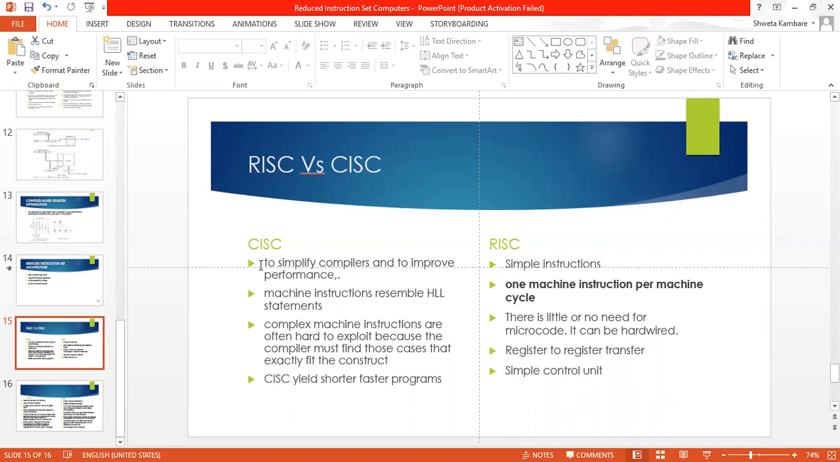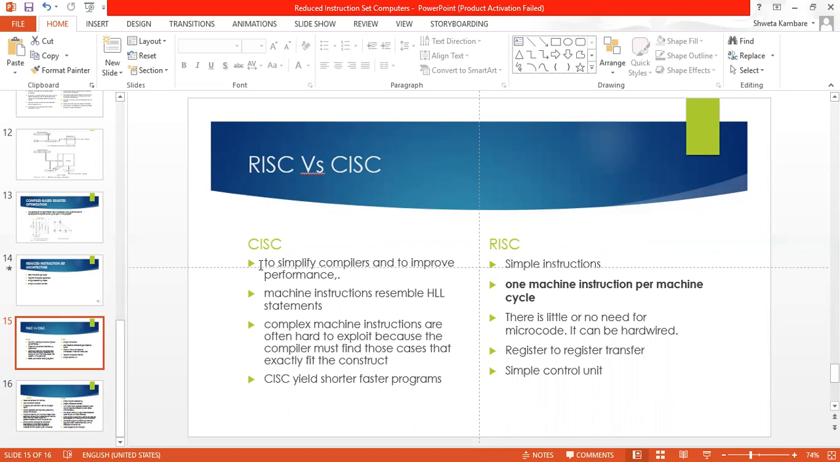Here you can see that machine instructions resemble HLL statements. CISC's main aim was to simplify the compiler. Remember, when you are executing any program, all the instructions in the program, which is written in high level language, will first be converted into machine level language. And we are talking about these machine level instructions, and how they can be designed so that the performance of your computer can be improved.